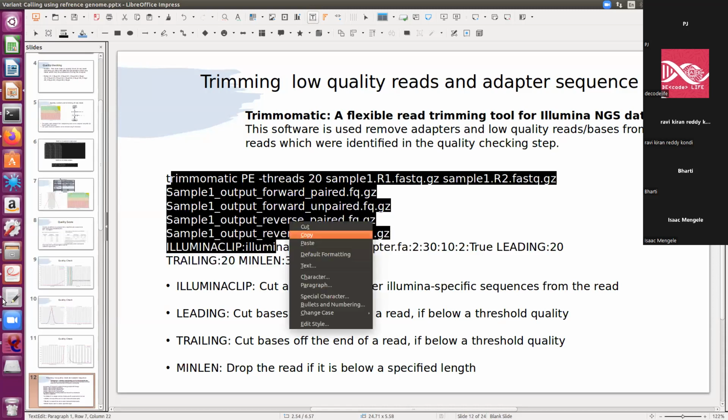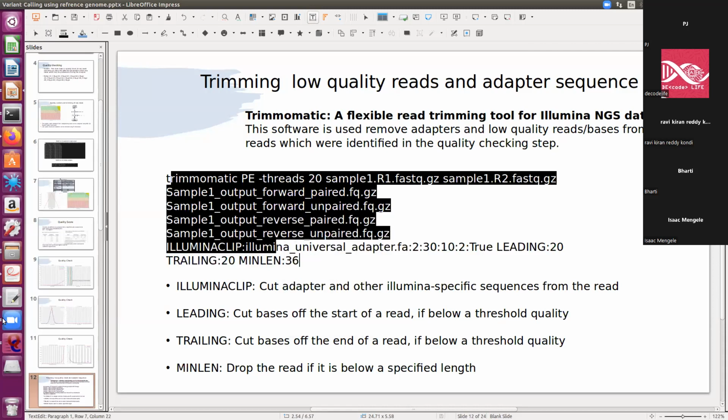Excuse me, ma'am, I have a small doubt. Now we have only 2 samples. If you have multiple samples, like 50 or 100, then how can we use this command? You have to write a script with a loop which will read each file one by one, or if you want to run it in parallel, then you have to give a parallel command.